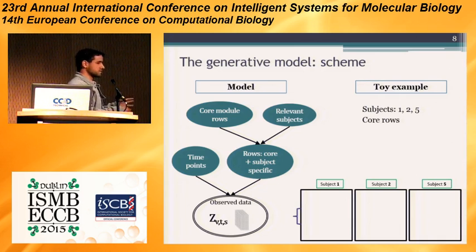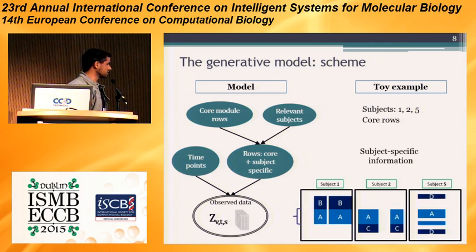So I'm not showing it here for simplicity, but we model time points using a Markov process where the basic intuition is that if we have a gene set that is highly activated at time point T minus 1 in a specific subject, then with some high probability, it will remain turned on at the next time point. Okay, so the second type of parameters will determine the actual rows in a subject-specific manner. Of course, which are the core rows that enter our module and the subject-specific added information, which again lead us to our 2 examples from before.